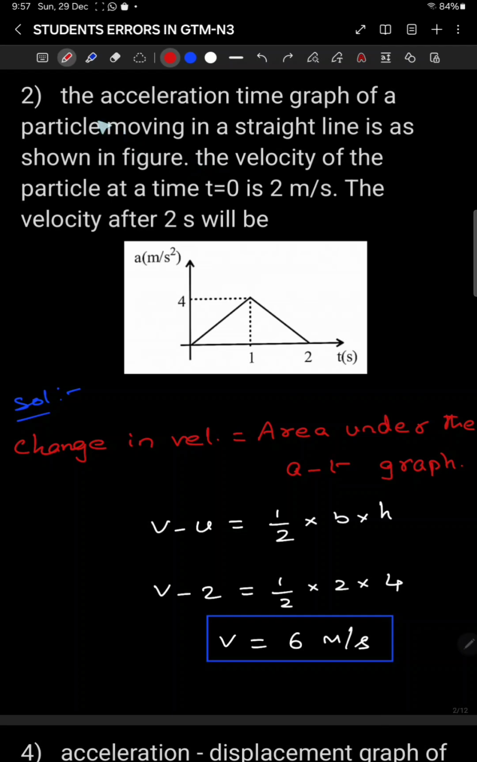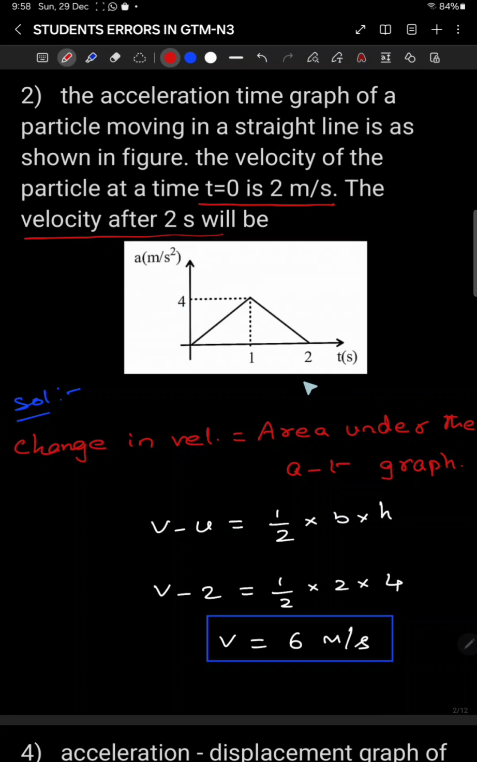This question belongs to 1D motion. Here acceleration time graph was given and velocity at the time 0, that means initial velocity was given, 2 meter per second. It was the initial velocity given, 2 meter per second. Now they are asked to find final velocity after 2 seconds.